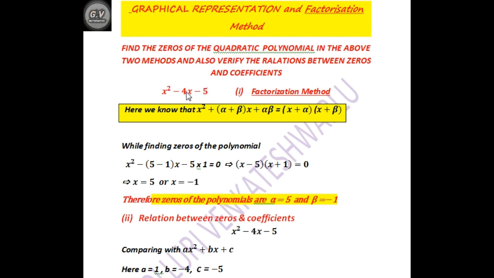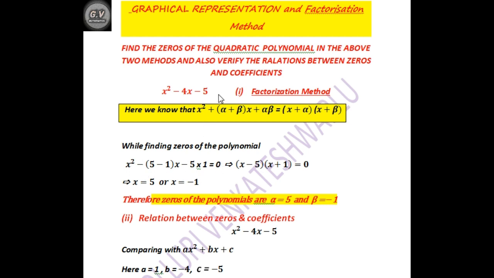So 4 is written as... here the constant value contains a negative symbol. That's why we need to subtract: 5 minus 1 gives 4. So x square minus of 4 is written as 5 minus 1, 5 minus 1 is equal to 4, into x, minus of 5 is written as 5 into 1. While finding the zeros of the polynomial, this polynomial value is equalized to 0.